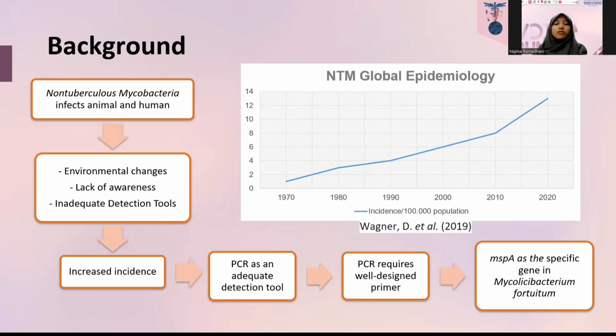The solution of this problem is to find an appropriate detection tool. One of the adequate detection tools is polymerase chain reaction, or PCR. So PCR is a detection method that amplifies DNA fragments at specific targets. To successfully amplify DNA, it is essential to have well-designed primers. Here we choose MSPA as the specific gene in Mycolophobacterium fortuitum.